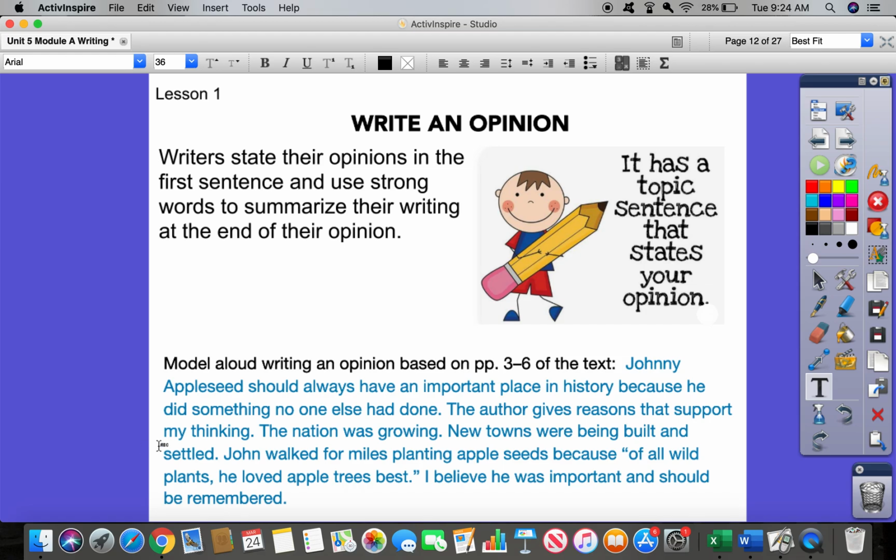The nation was growing. New towns were being built and settled. John walked for miles planting apple seeds because of all wild plants, he loved apple trees best." Oh, and there we have our vocabulary word, wild. "I believe he was important and should be remembered."